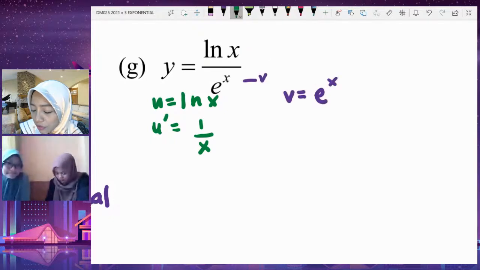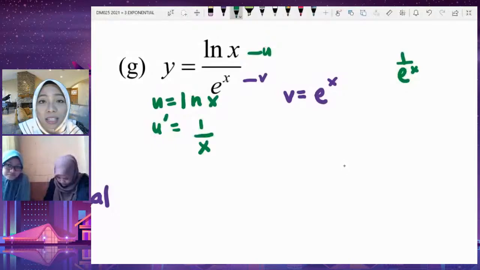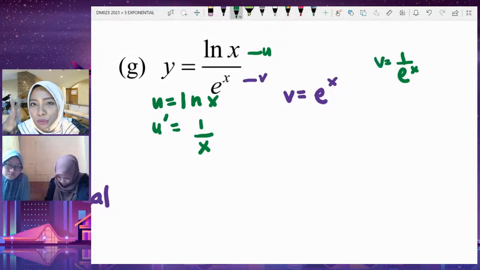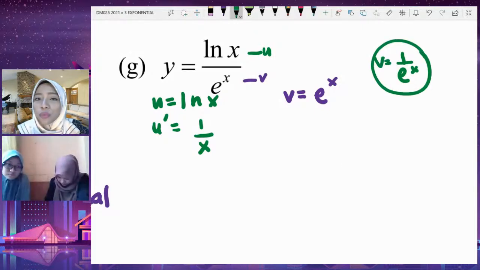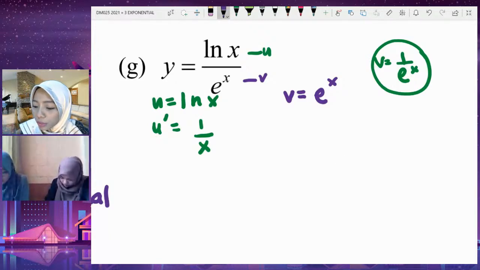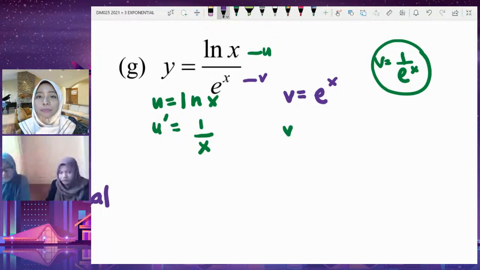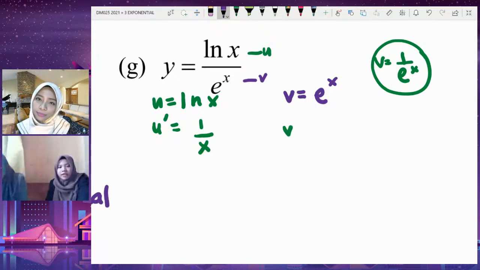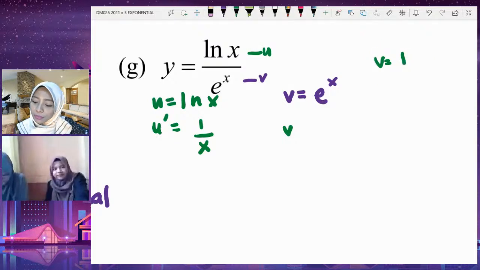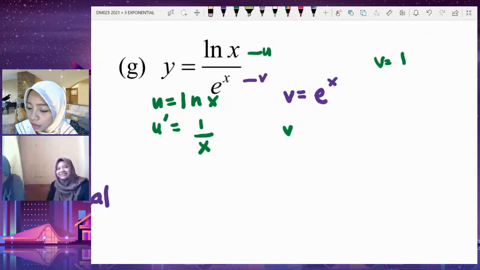Don't say that v is 1 over e to the x. V is what is at the bottom, totally. It is not looked at as a whole. Some students get all mixed up. Saying v is 1 over e to the x is wrong. Your v is at the denominator. What do you have at the denominator? Now v prime. What is v prime? e to the power of x. Yes, so it's the same, right?